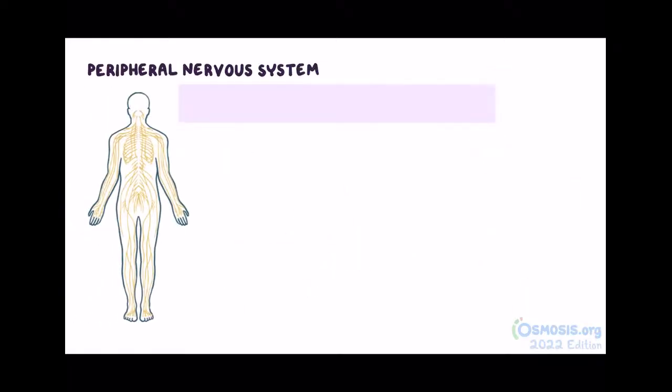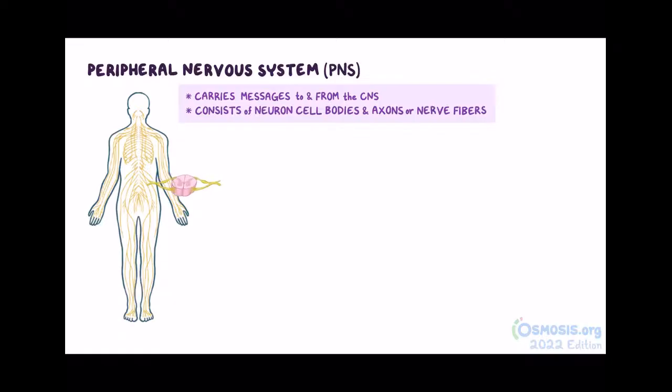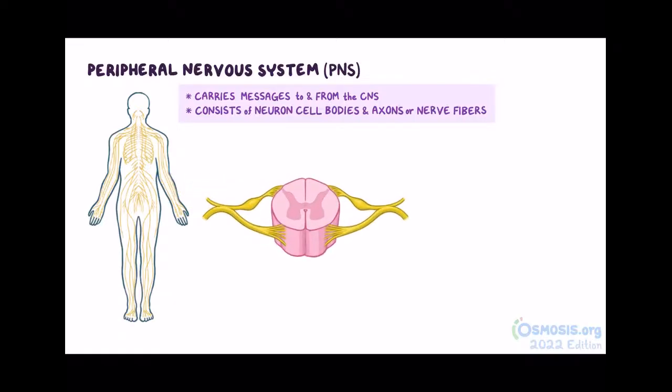Now, the other division of the nervous system is the peripheral nervous system, which carries messages to and from the central nervous system, and consists of neuron cell bodies and axons, or nerve fibers, outside of the CNS. The components of the PNS are similar to the CNS, but the terminology used is slightly different. In the PNS, a group of cell bodies is called a ganglion. For example, the cell bodies of peripheral sensory neurons are located outside the spinal cord in the dorsal root ganglion. And a bundle of axons running together in the PNS is called a nerve.